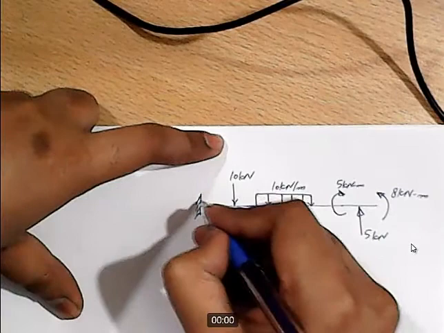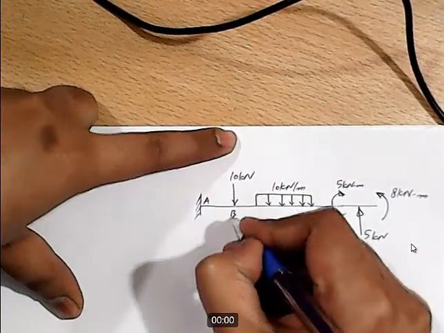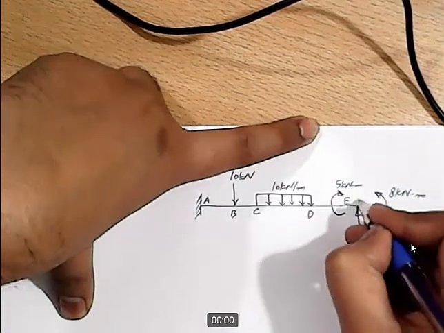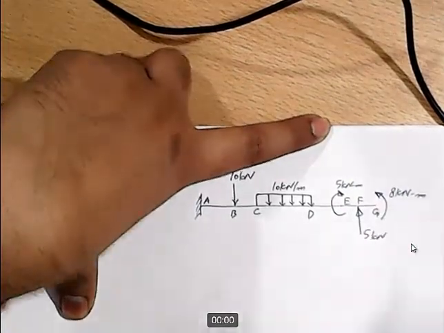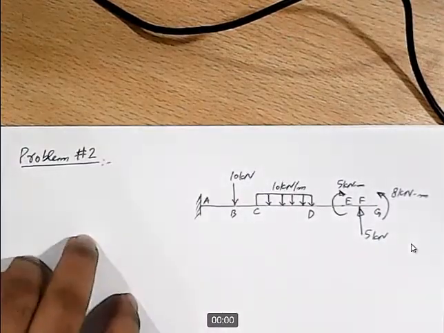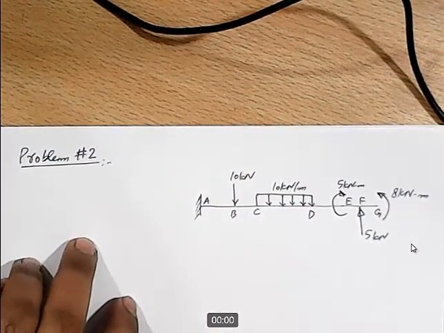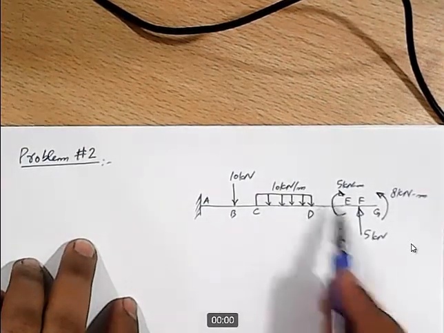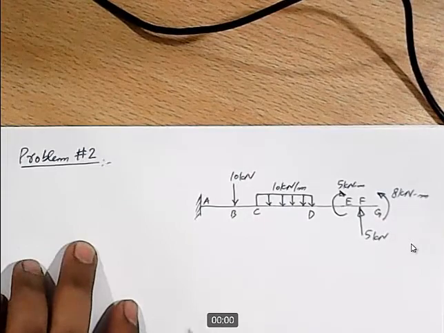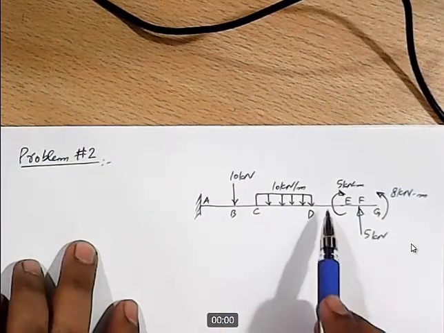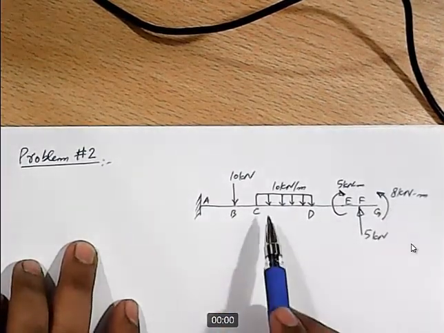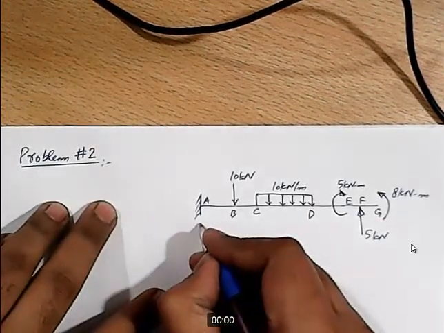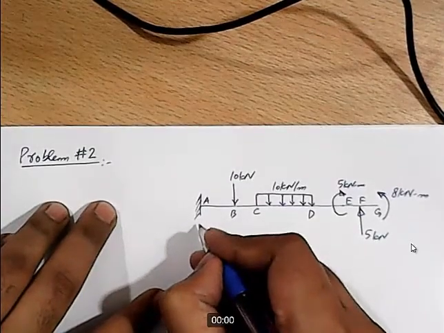Let's label these points. This point is point A, B, C, D, E, F, and G. So we have a beam that is subjected to several loads: 2 point loads, 2 couples, and 1 UDL. Let me mark these distances, or before that we can mark the reactions.